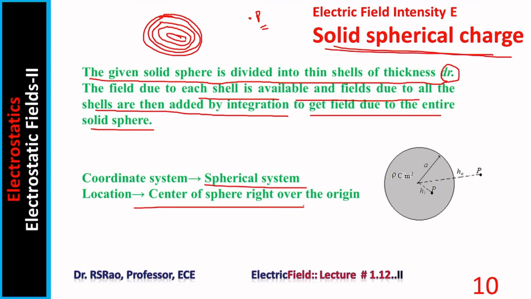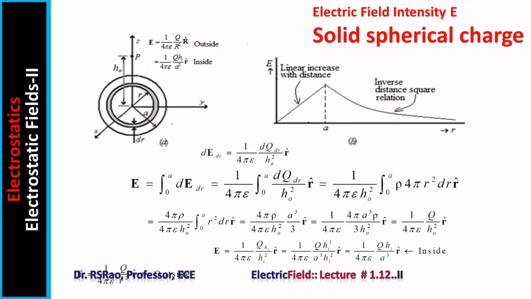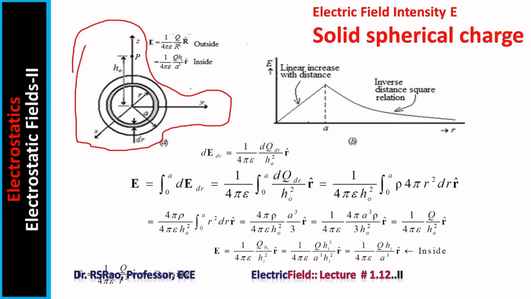Location is center of the sphere right over the origin. This is the charge distribution. We consider both field points, outside and inside. Outside at a distance of h naught, inside at a distance of hi. Hi is less than radius a. Here rho is charge density, coulombs per meter cube. So this is the charge located over this thing.